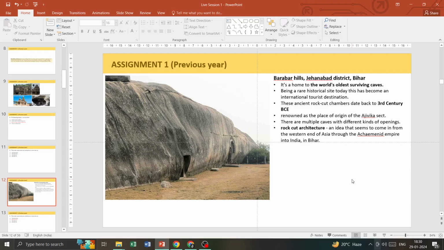So the oldest cave architecture, these Barabar Hills in Bihar are not necessarily Buddhist caves, but they have of course influenced a lot of Buddhist architecture in the coming years. So the oldest evidence we have of cave architecture in India is around the 3rd century BCE.